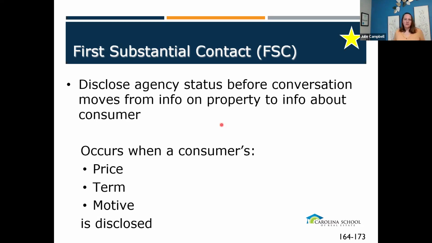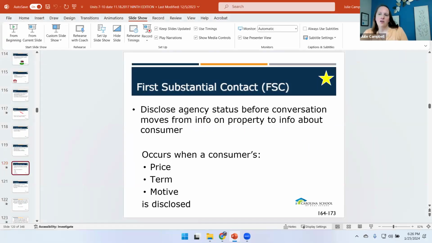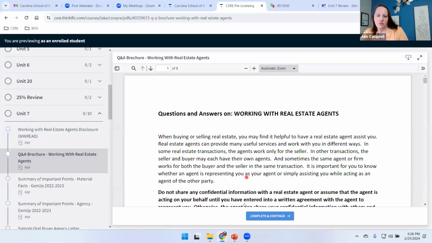The whole point of this is to protect the consumer and warn them, caution them. And this is what we have to be alert on for. Now, I got a lot more to say about this, but I also know we got to take a break. So take a pause. We come back, we'll keep going on our working with real estate agent disclosure.